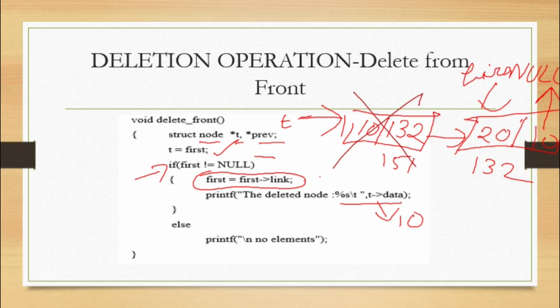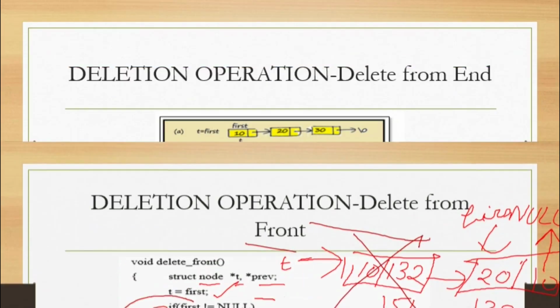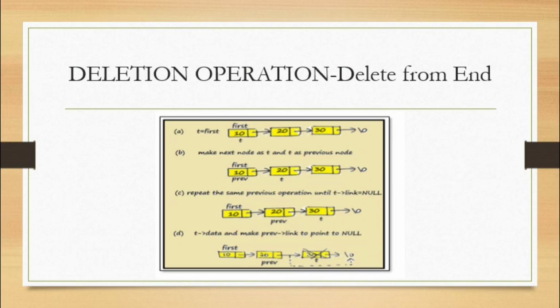If you don't have any elements, that is first is equal to null, it means you don't have anything to delete in such cases. At that time the else part will execute, and it will print no elements. So that is about the delete from front operation. Let us now understand about the delete from end.